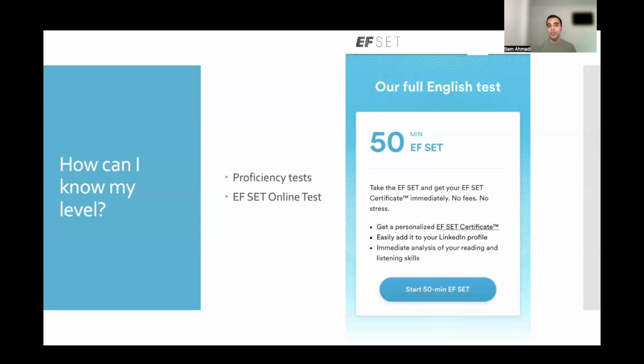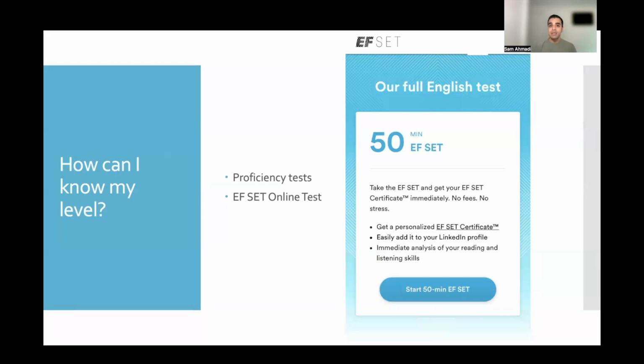But there's also another way to assess your own proficiency, and that is using some sort of online English proficiency test. And I recommend the EFSET online test. The link to this proficiency test is provided in the description. So if you want to check it out for yourself, you can follow the link in the description and spend 50 minutes of your time to assess your level of proficiency.